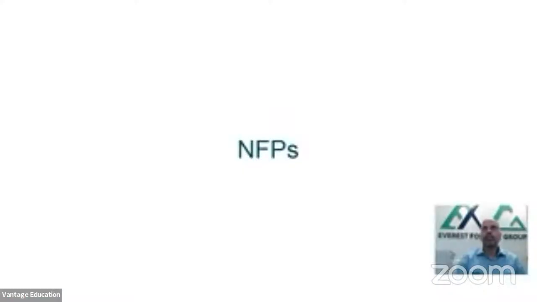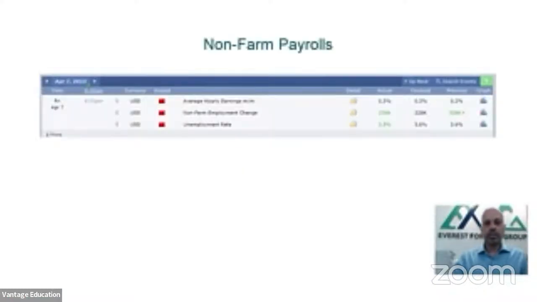So NFPs, non-farm payrolls. This was announced on Friday, Good Friday itself, 7th of April at 8:30 p.m. UTC +8. This was when the markets were closed, except for the bond market, which was open for trading for half a day. So results were announced at 8:30 p.m. UTC +8.